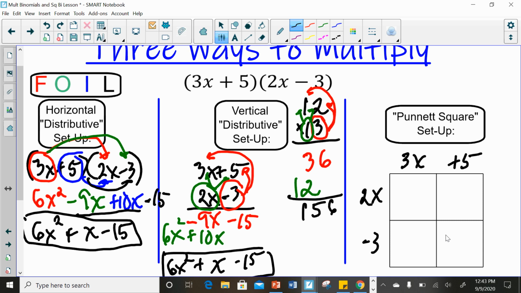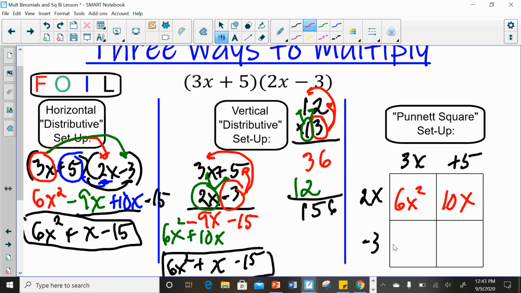And so now all you do is look to see this square has a 2x and a 3x. So you just find the area of the square. So 2x times 3x is our 6x squared. And then 2x times 5, because this side is 2x, right? So this goes to here and this goes to here. So 2x times 5 is 10x.